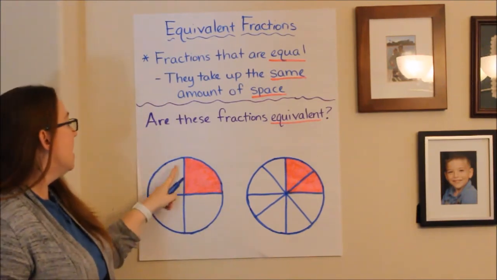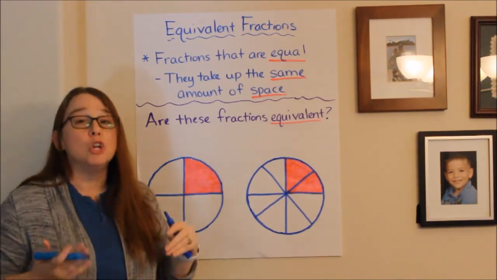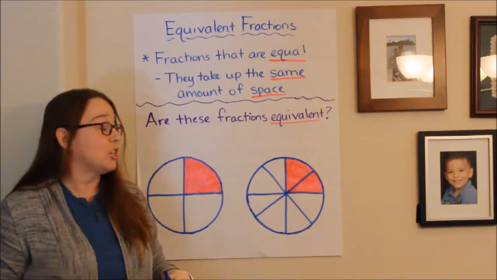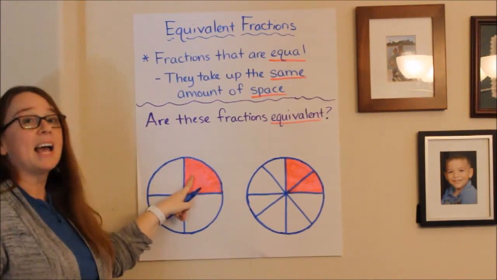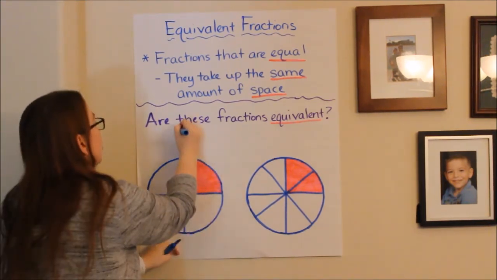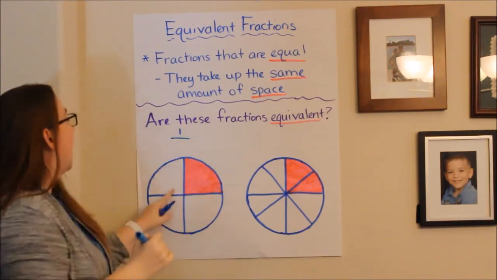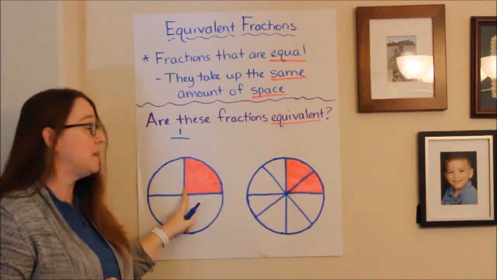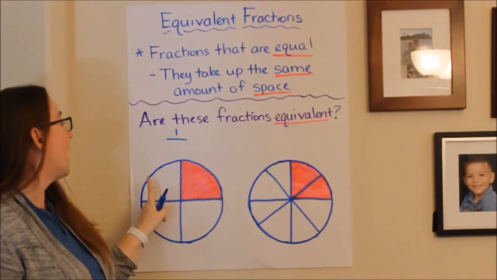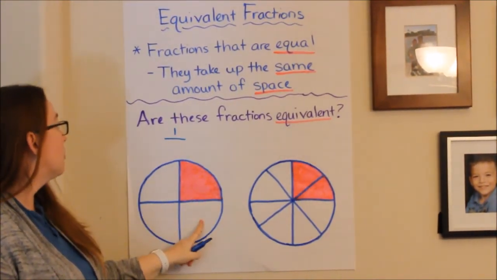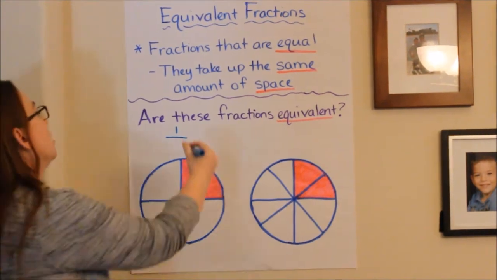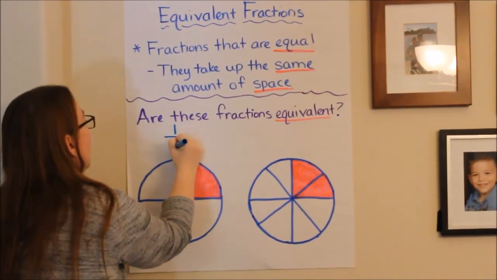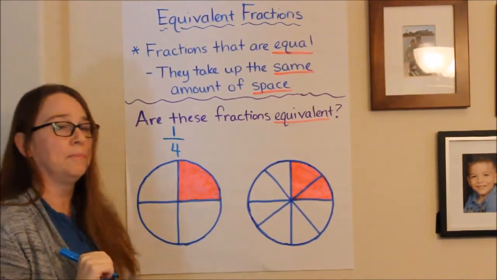Well, in this one, first I'm going to figure out my numerator, or the number that are shaded in. In this instance, I have 1 that is shaded in, and my denominator is going to be the total number of pieces. And in this circle, I have 1, 2, 3, 4 pieces. So the fraction for this circle is 1/4.